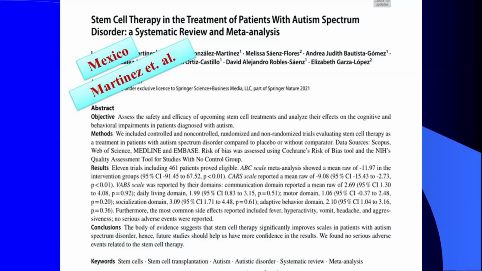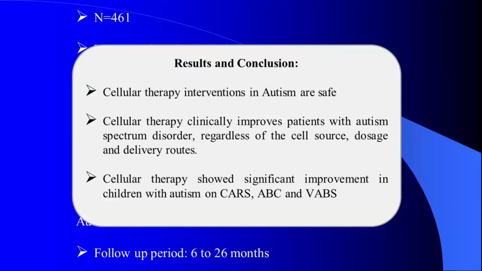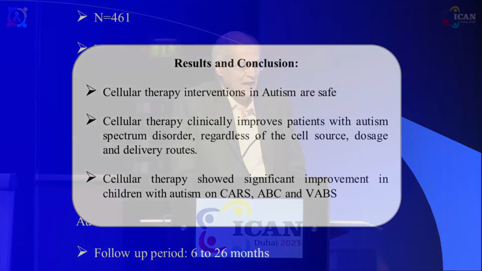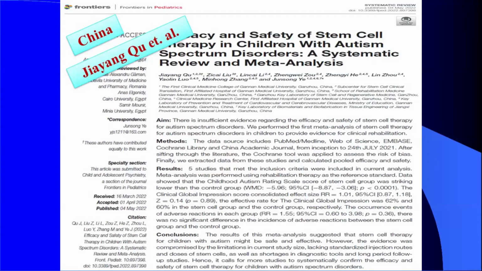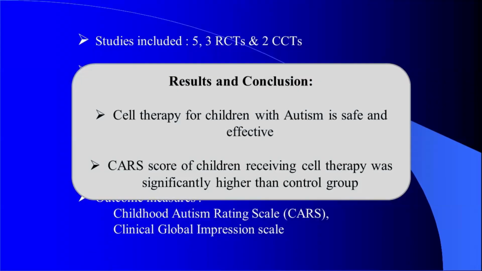Now, this is a meta-analysis. This is a review of 460 patients. And at the end, in this paper, they summarize that cellular therapy is safe and that it improves patients with autism spectrum disorder, regardless of what type of cell we use. In this other systematic review by Jingyang Q from China, they looked at 325 patients.